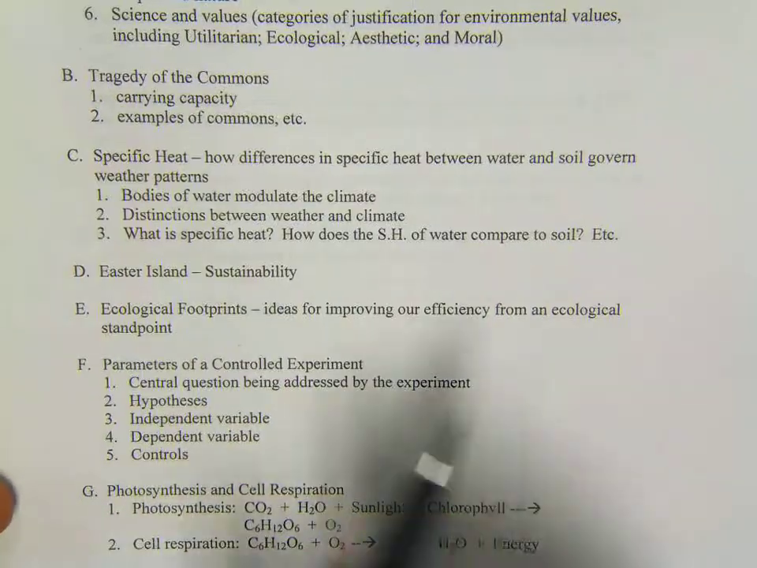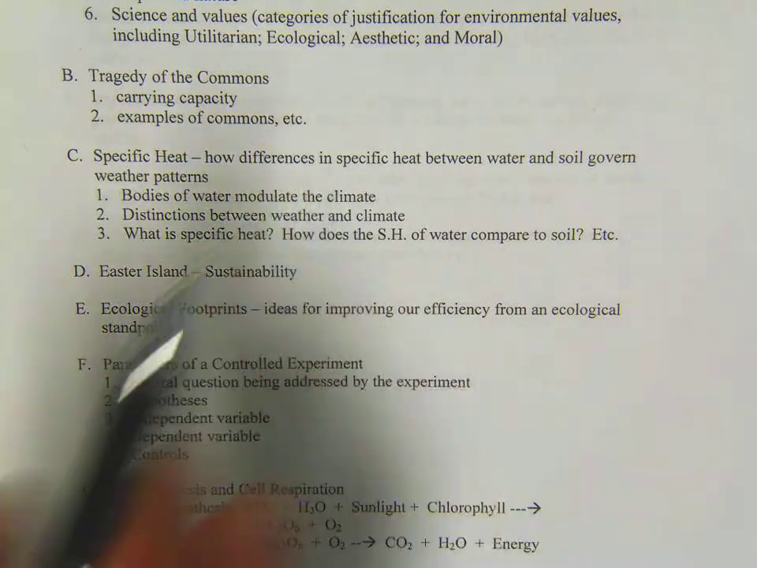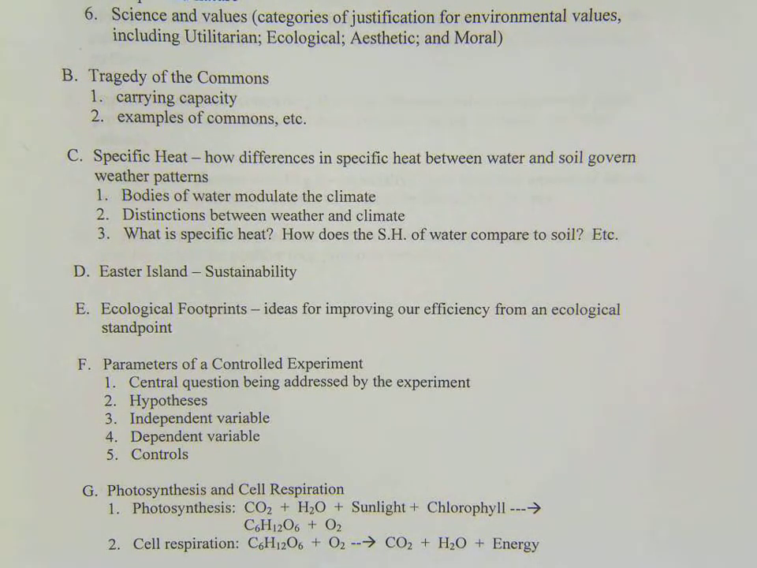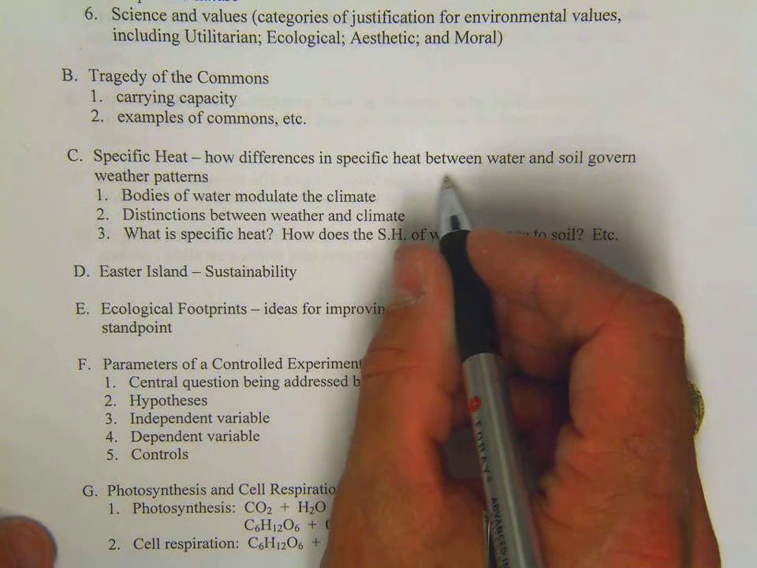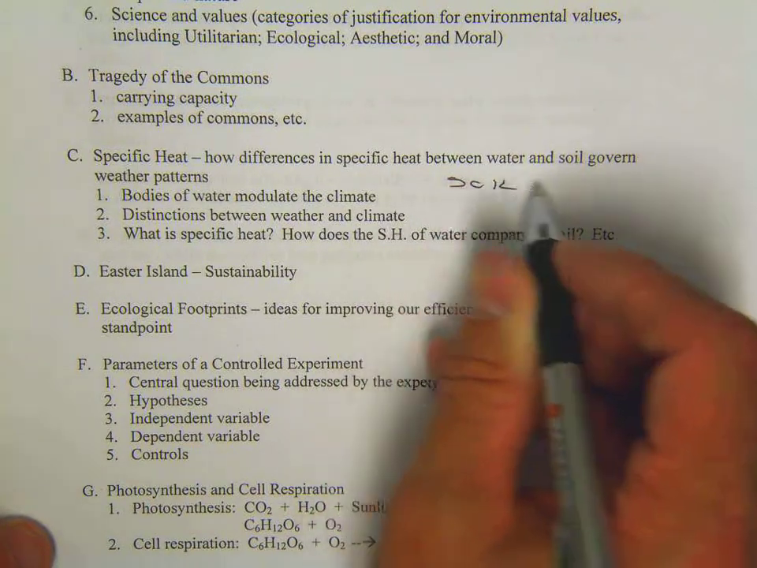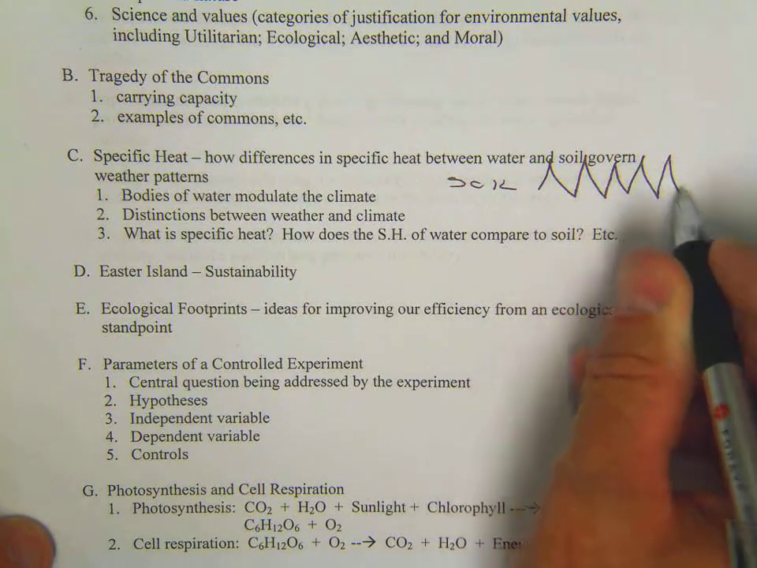Specific heat, we'll talk about. Specific heat was a lab, if you remember; we heated soil and heated water. We talked about how the differences in specific heat between water and soil govern weather patterns. The result of this is that bodies of water modulate climate. If I have soil only, I'm going to have large disparities in climate and temperature.